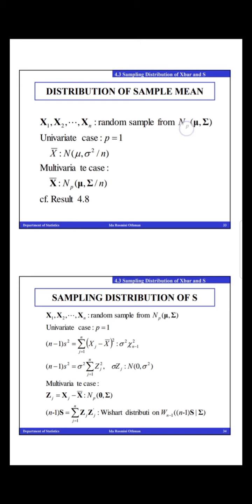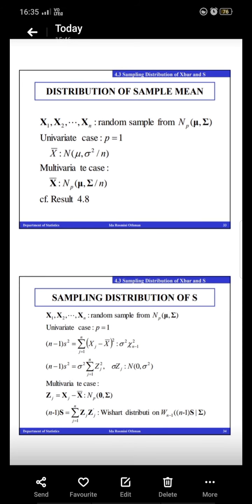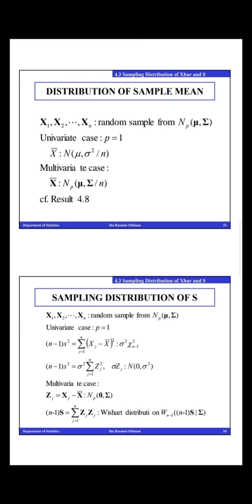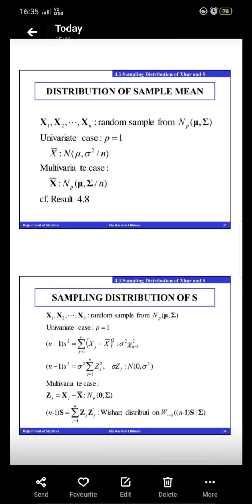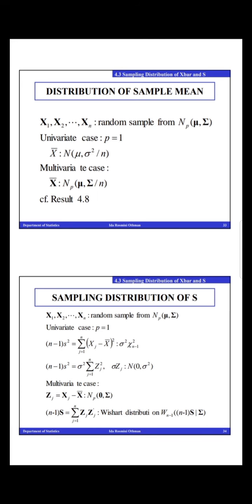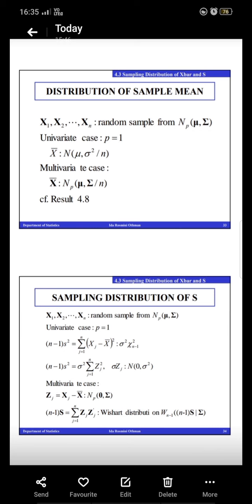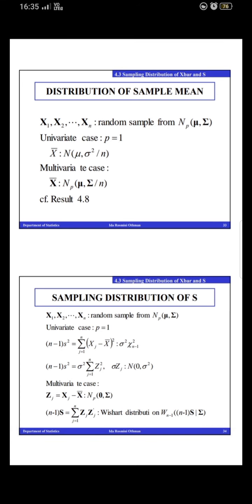So when p is 1, the distribution of the mean x bar will be a normal distribution with mean mu and variance sigma square divided by n. You have learned this term before, in the previous semester. That is for the univariate case.